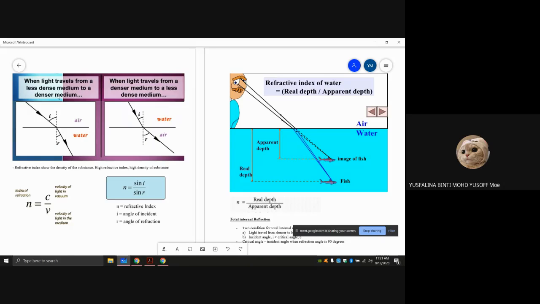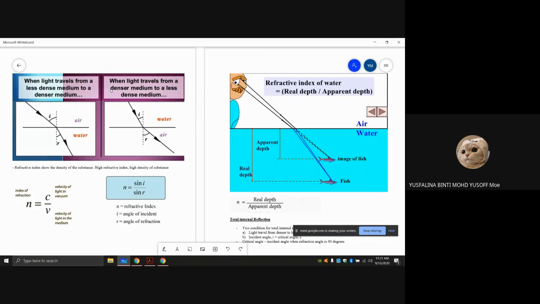So you can see when it travels from the less dense to the denser medium, the light will move towards the normal. This means R will be getting smaller here. It will move closer to the normal line.